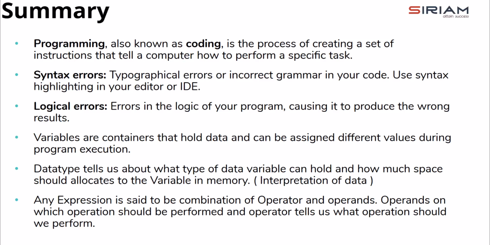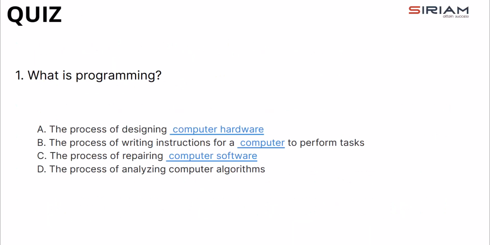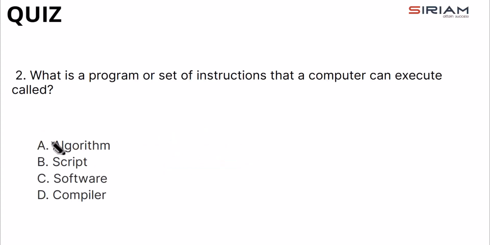Now let's start with the quiz. The first question: what is programming? The process of designing computer hardware, or writing instructions that a computer can perform as a task, or repairing software, analyzing. So option B looks the most appropriate one. What is a program or a set of instructions that a computer can execute called? After executing, that is called software.